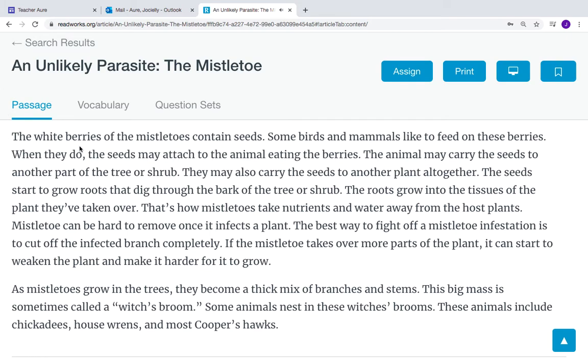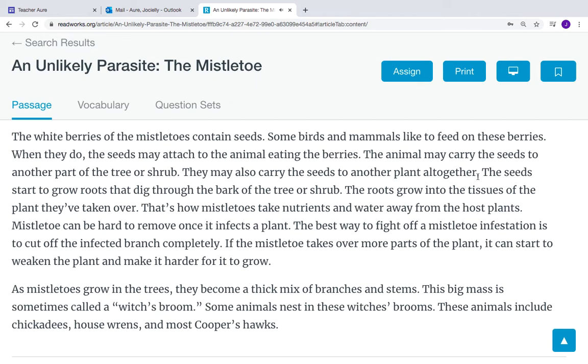The white berries of the mistletoes contain seeds. Some birds and mammals like to feed on these berries. When they do, the seeds may attach to the animal eating the berries. The animal may carry the seeds to another part of the tree or shrub. They may also carry the seeds to another plant altogether.